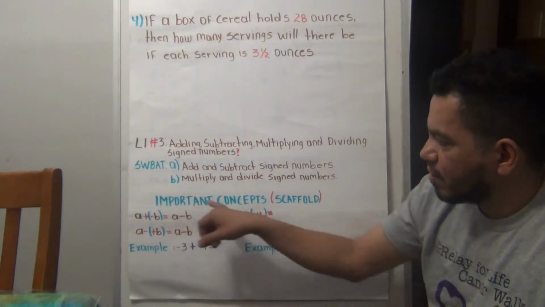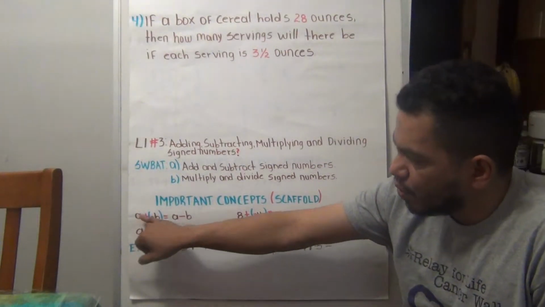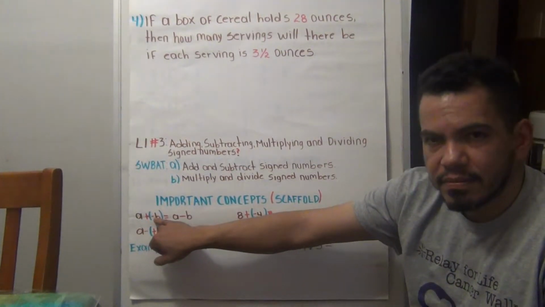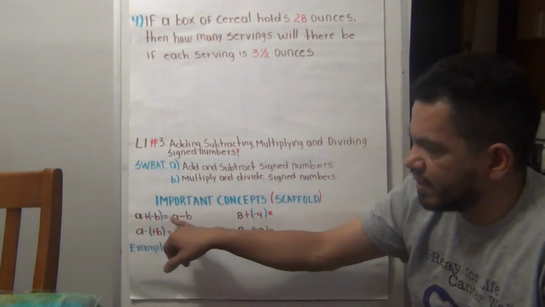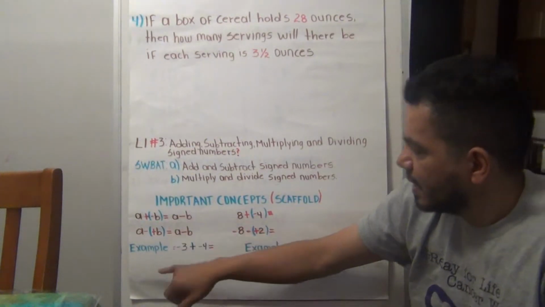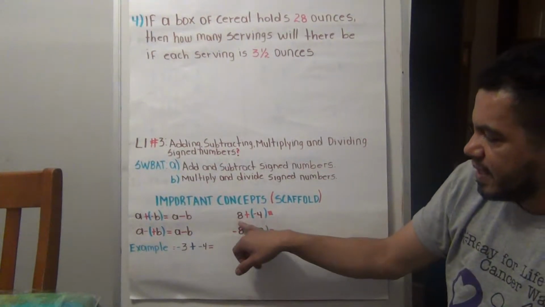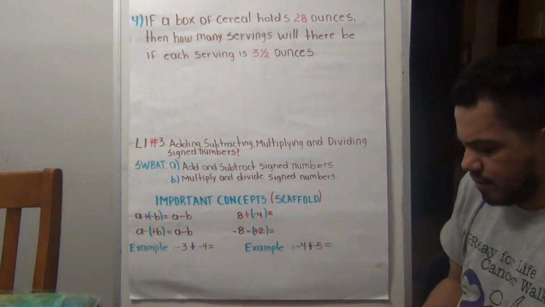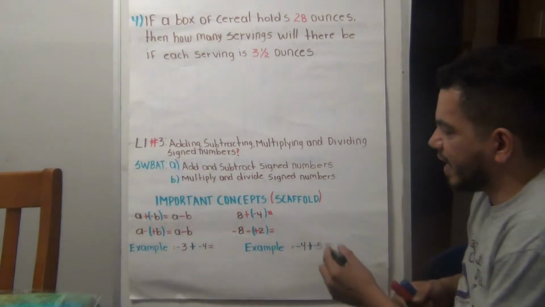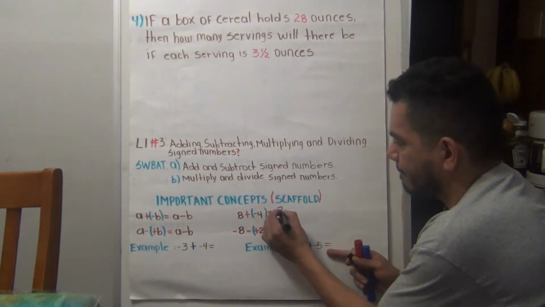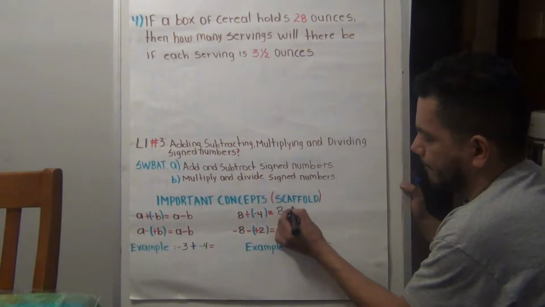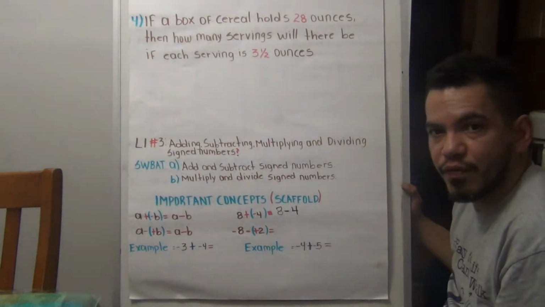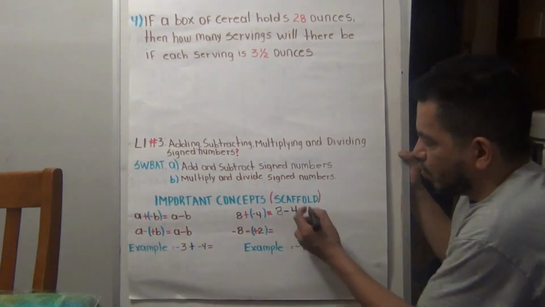Okay, so important concepts. When you add a negative number, it's like you're doing subtraction. Okay? A plus negative b is the same thing as a minus b. For example, 8 plus negative 4 will be the same thing as 8 minus 4. As simple as that.